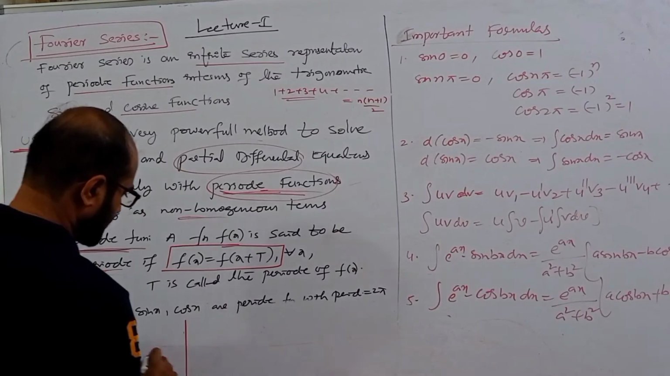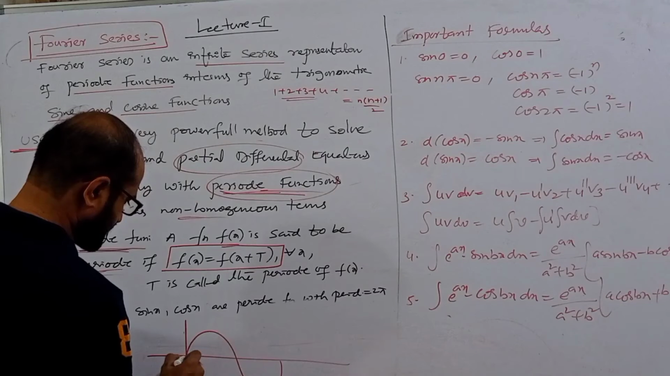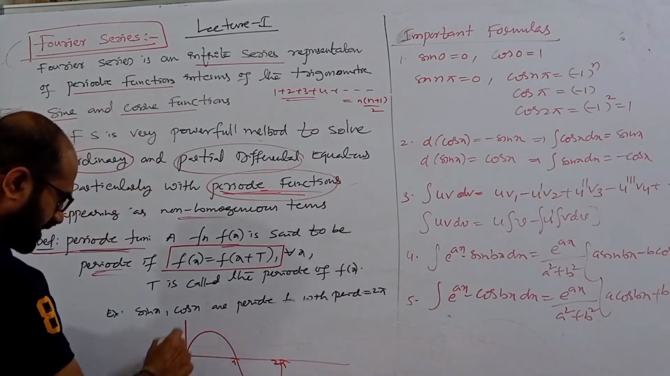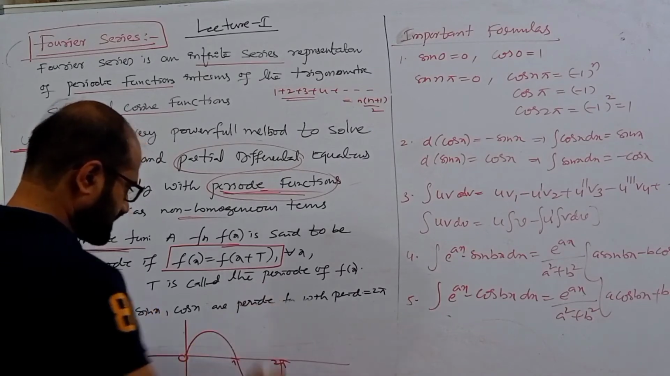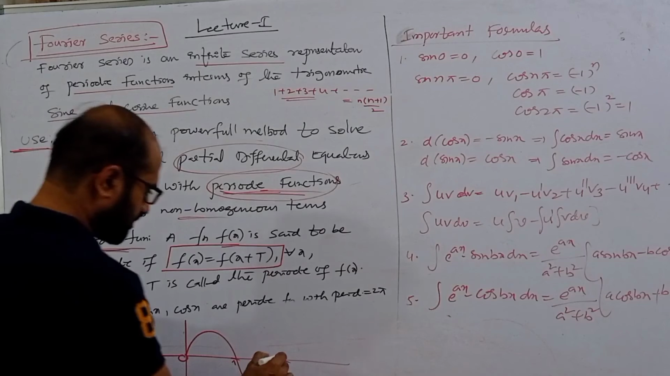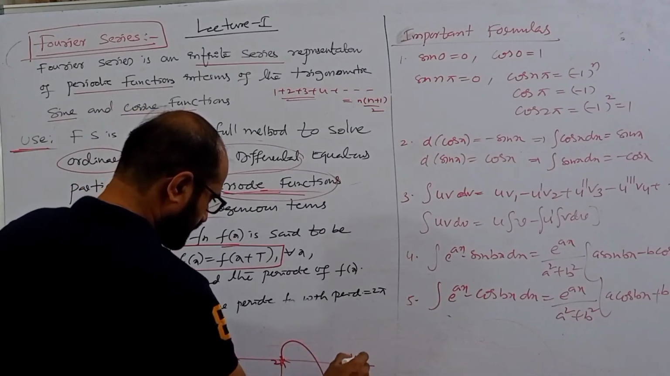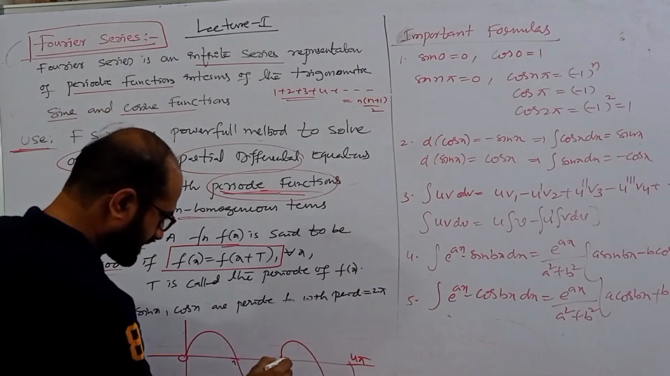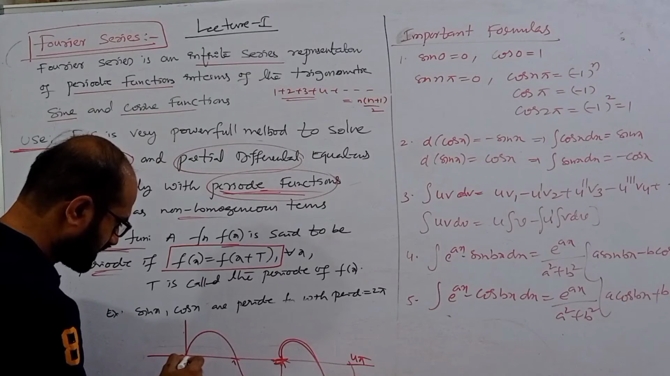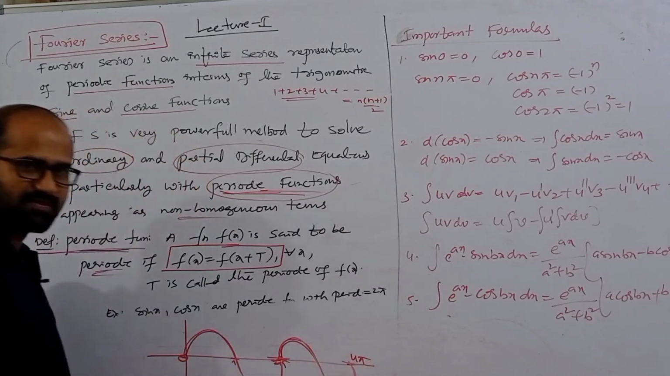See, let us draw the graph of sin x. You know the sin x graph is like this. It is 0, pi, this is 2 pi. So the curve is in this shape. So if you move this curve from 2 pi to 4 pi, again you will get the same curve. So from 0 to 2 pi you will get the same curve, and from 2 pi to 4 pi also you will get the same curve.